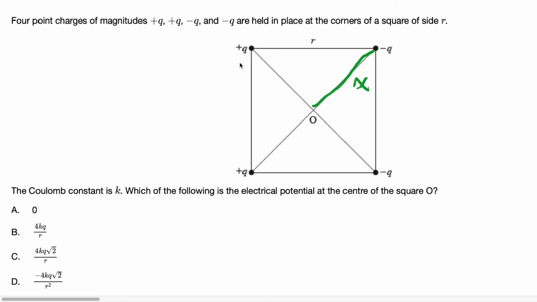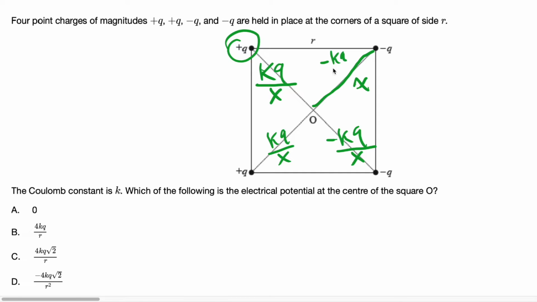And now we can solve for electrical potential. Because here is positive Q, electric potential will be equal to Coulomb constant multiplied by charge divided by distance, which is x. And here is negative Q, so it will be equal to Coulomb constant multiplied by charge, which is negative Q, so there will be a negative sign, divided by distance x. And here will be KQ divided by x. Here will be equal to negative KQ divided by x.